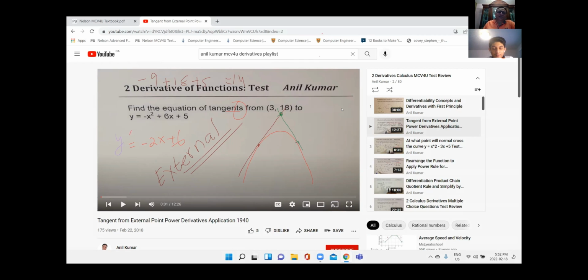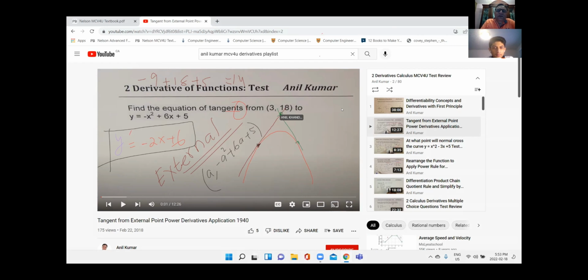So, the idea here is that you know the derivative is the slope of the tangent line, but you don't know this point. So, let this point's x value be a. If the x value is a, what is the value of y? The y value will be minus a square plus 6a plus 5. Is it correct? Now, the derivative gives you the tangent. So this equation gives you the slope of the tangent, which is minus 2x plus 6.